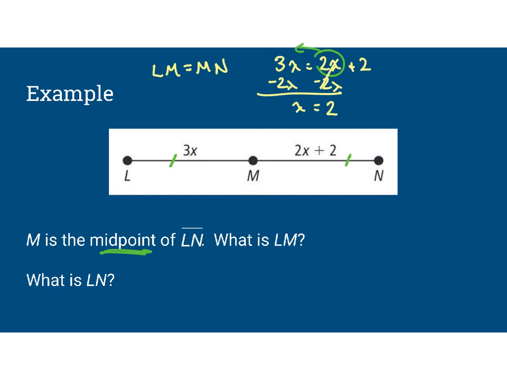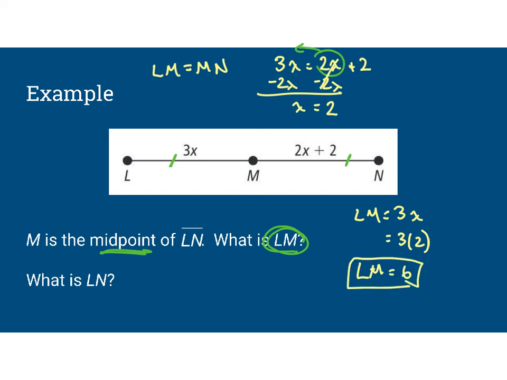Well, it didn't ask me what x is. It asked what LM is. So to figure out what LM is, I know that LM is 3 times x. I know x is 2. So 3 times 2, or LM, is 6. And when it asks me what is LN, well, I know they're the same thing, so LN has to be 6.